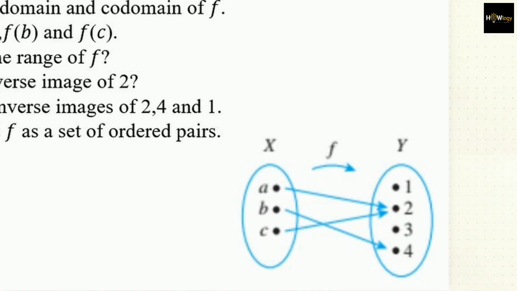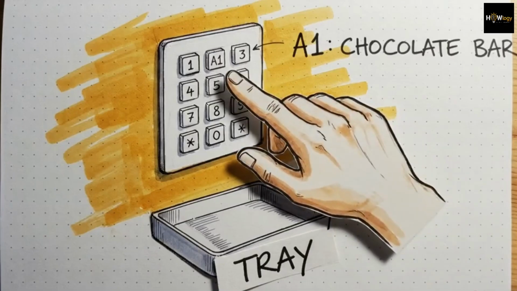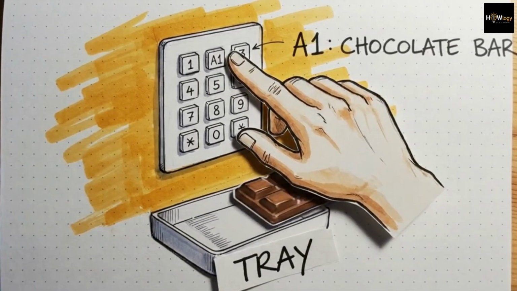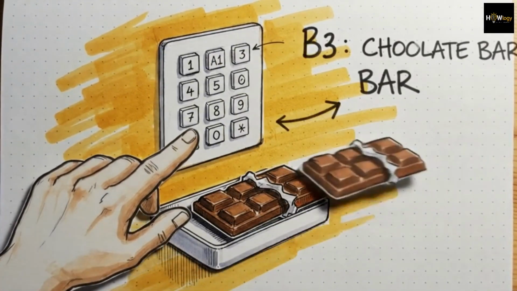Notice a key nuance. Inputs A and B both connect to the exact same output, the number 2. This is perfectly legal. Multiple inputs leading to the same output maintains complete predictability. It's like two different buttons on our vending machine, both dispensing the same popular candy bar. The machine is still doing exactly what it's told.